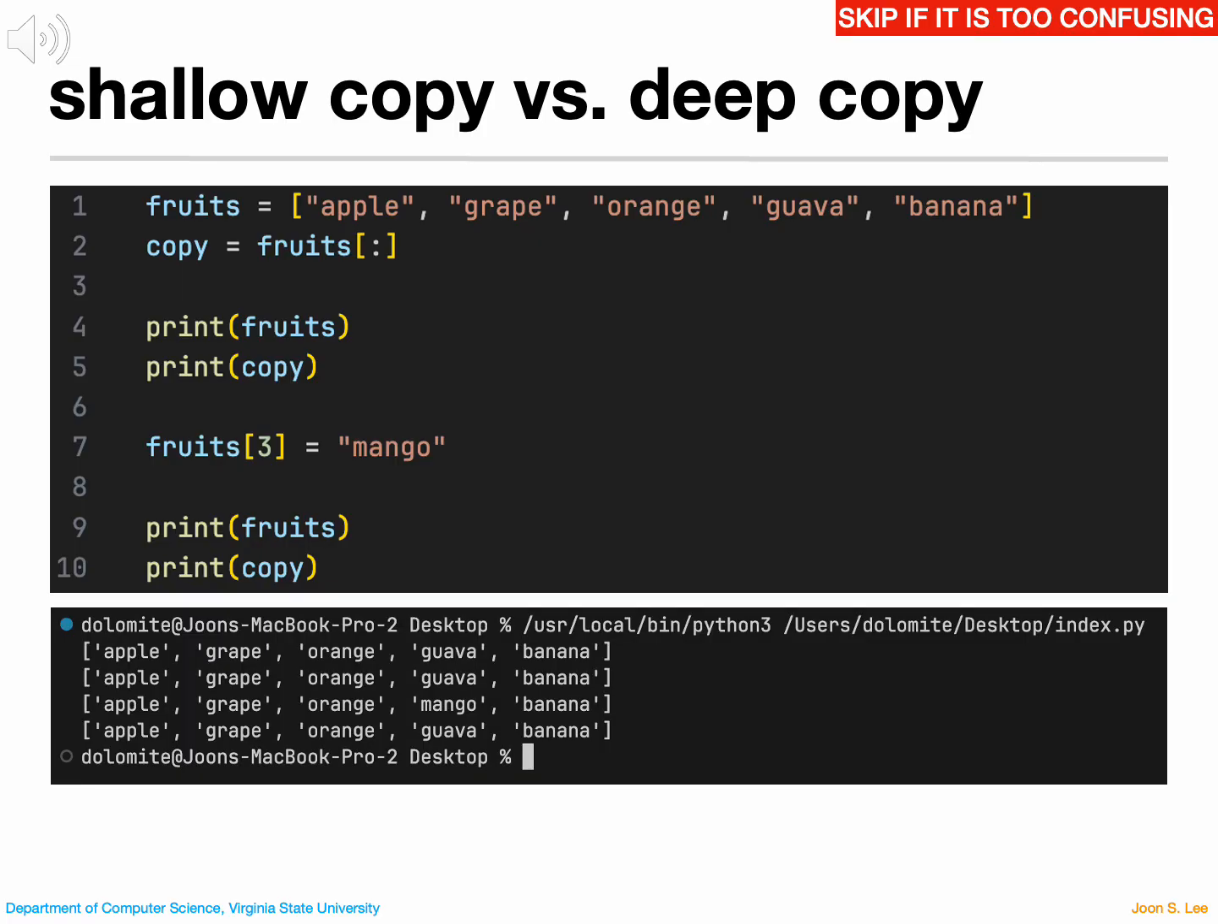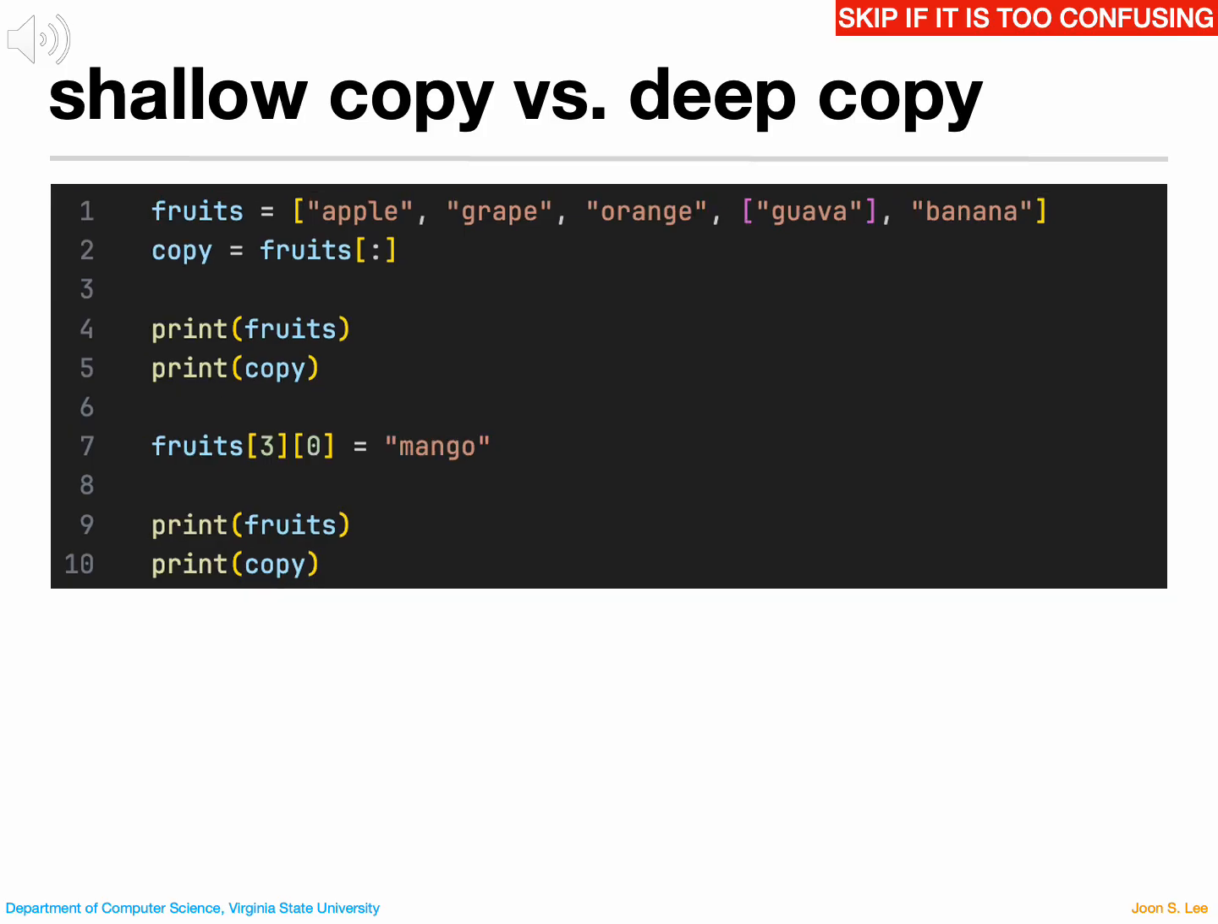In this example, we create a copy of the list using slicing with [:], which produces a shallow copy. At first, both the original list and the copy look exactly the same. Then we update one element in the original list. Guava is changed to mango. When we print both lists again, you'll notice that only the original list has changed, while the copied list remains the same. When working with primitive data types like strings, this behaves just like a deep copy because these values are immutable.